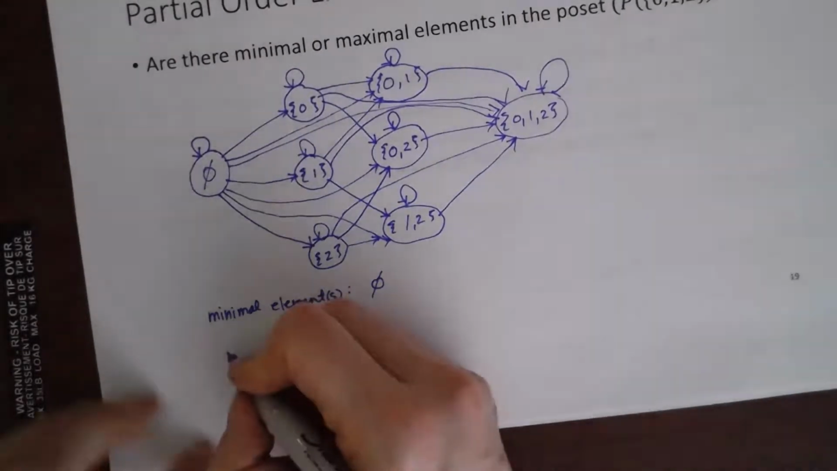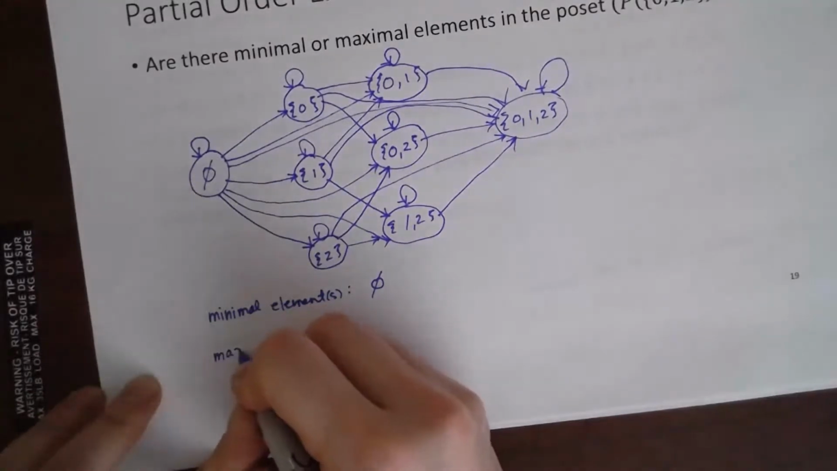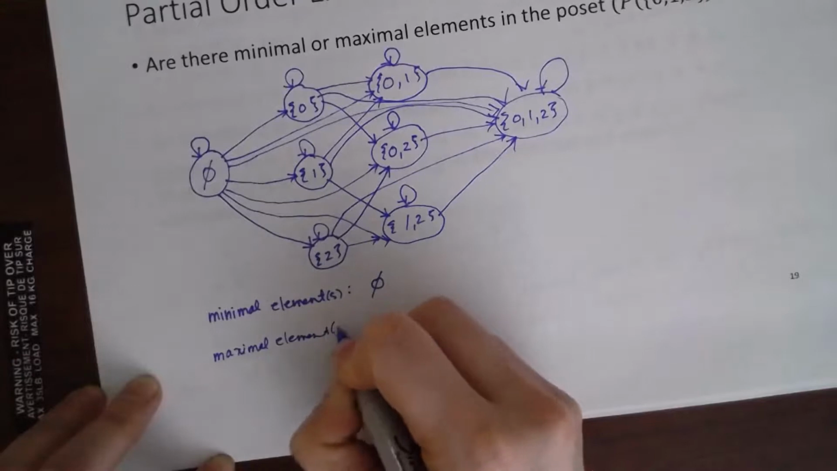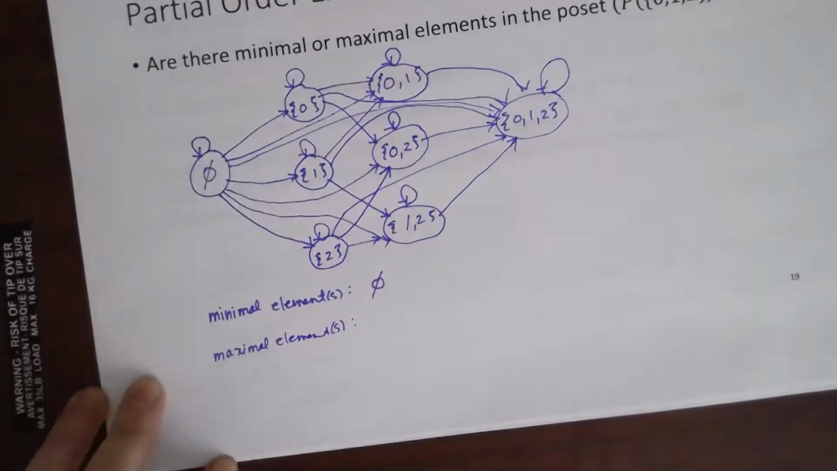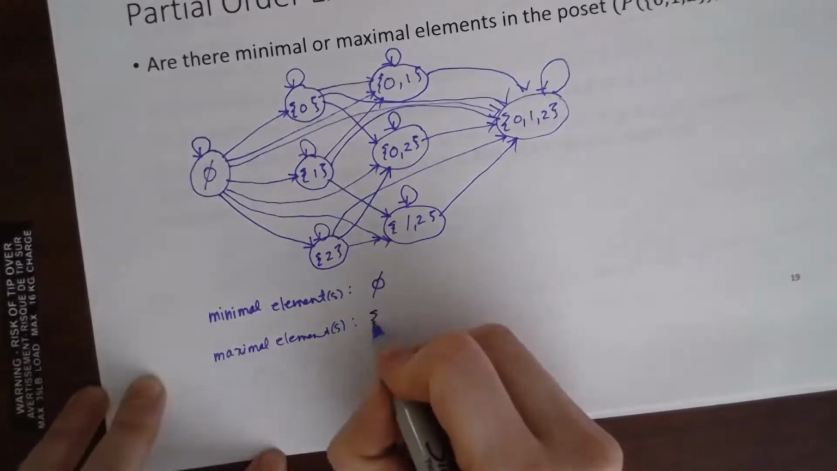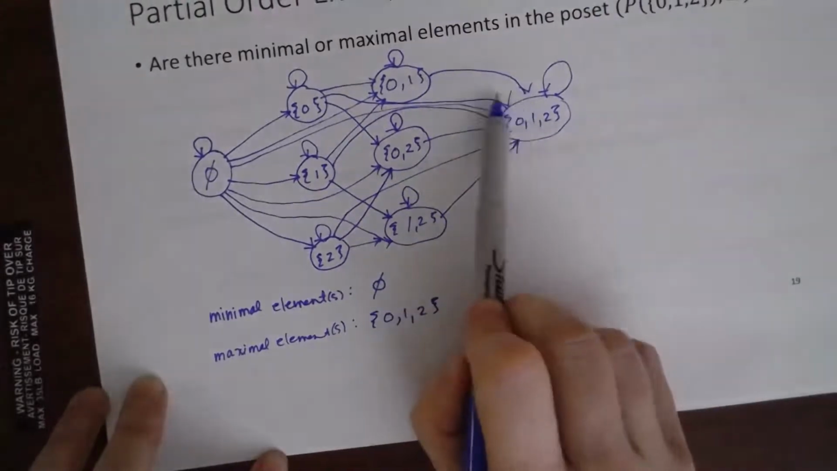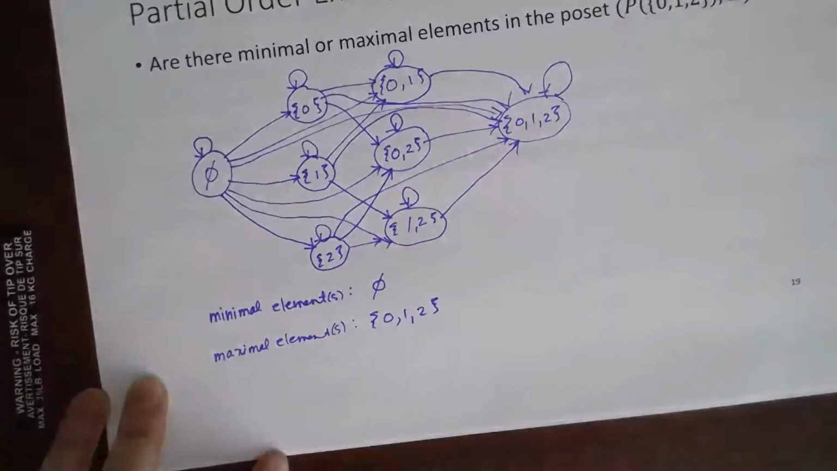Okay, and then how about a maximal element? Say that one louder. The last one. Yeah, the last one, the whole set, 0, 1, 2. So this only has arrows, edges coming in, so that will be a maximal element.